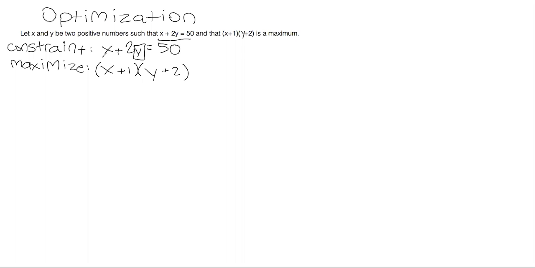So we can start by subtracting x from both sides, making those go away. So once we've done that, we have 2y equals 50 minus x. And then from there, we can divide everything by 2, which yields the following. y is negative x over 2 plus 25.